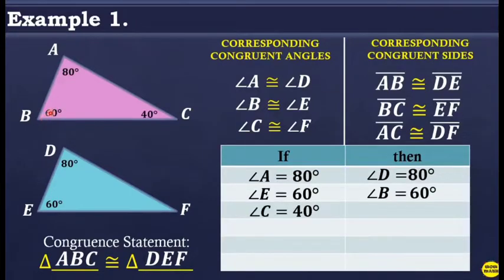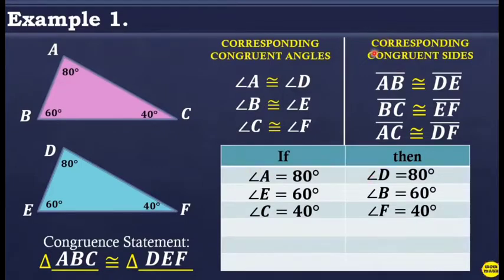Next, if angle C is equal to 40 degrees, then angle F is equal to, okay, that is also 40 degrees. Okay, so why did we say that these angles measure like these angles? Because of the corresponding congruent angles. So, ito po siya. That angle A is congruent to angle D.